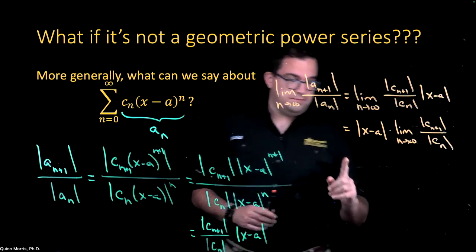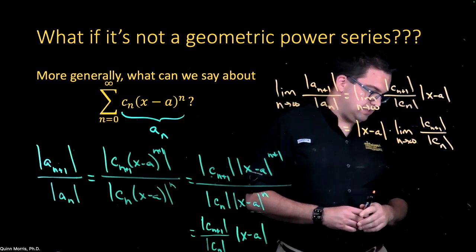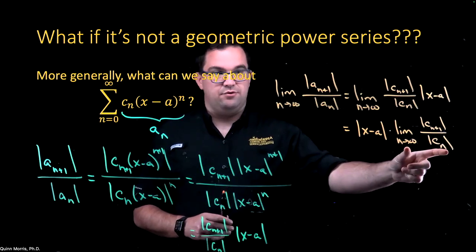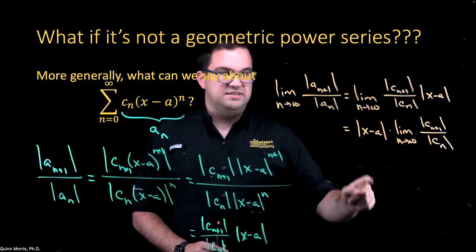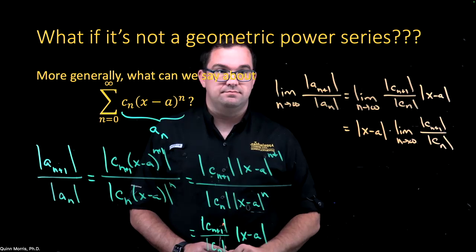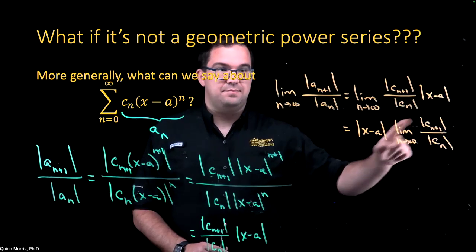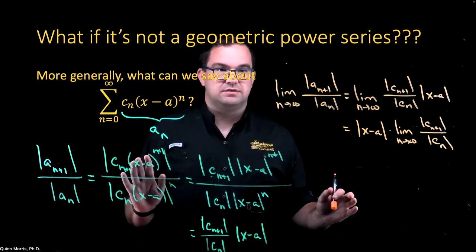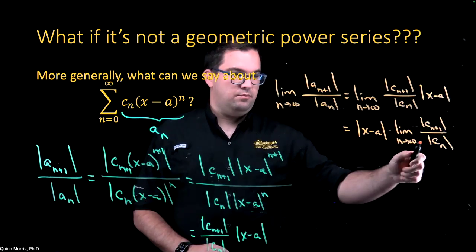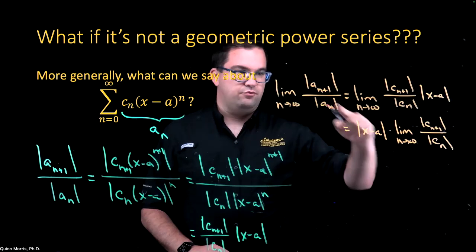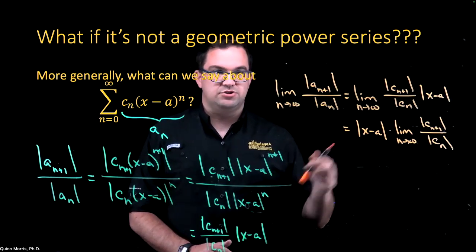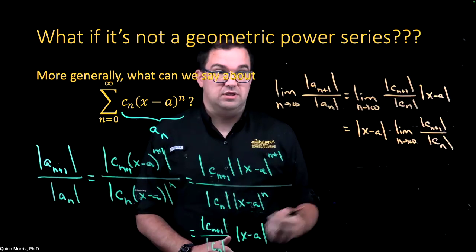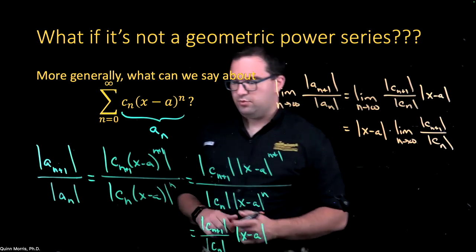So one possibility, one which we've already seen, is that this limit could be zero. If this limit is zero, then this whole thing will be zero regardless of what x is. So if this limit is zero, then your power series is going to converge for every value of x. If the limit of the ratio of the terms is less than one, the ratio test says the series converges. And it's going to be zero regardless of what x is. That's option number one.